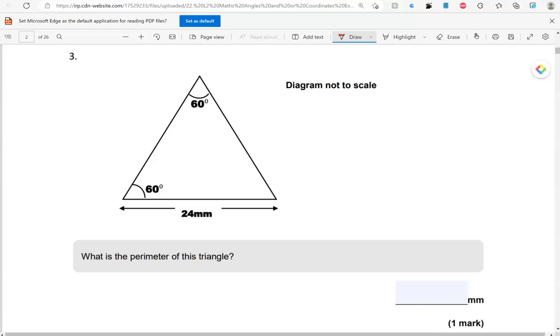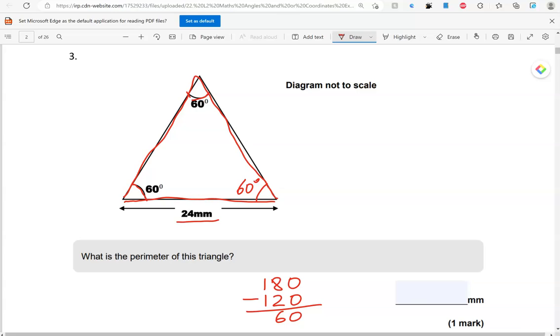What is the perimeter of this triangle? To work out the perimeter, we're going to add these side lengths. Are they equal? We don't know yet. We know this one is 24 millimeters, but we don't know about the other 2. How can we confirm? You can see that we have 2 angles given to us, this one 60 degrees and this one 60 degrees. So that is 120. If I do 180, which is the total of the 3 angles, take away 120, gives me 60. So this one is 60 as well.